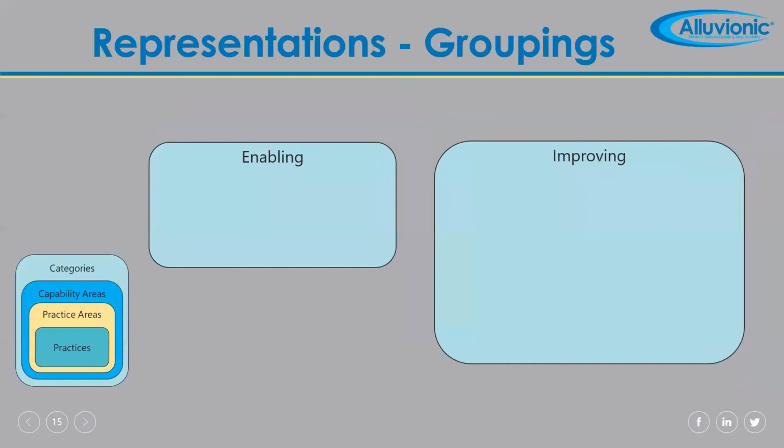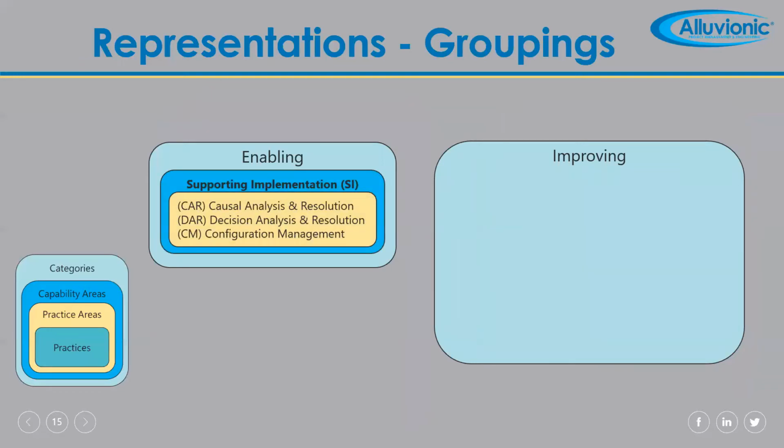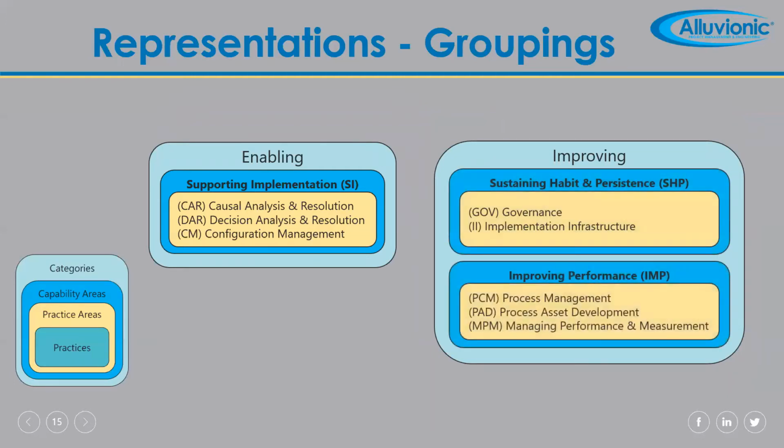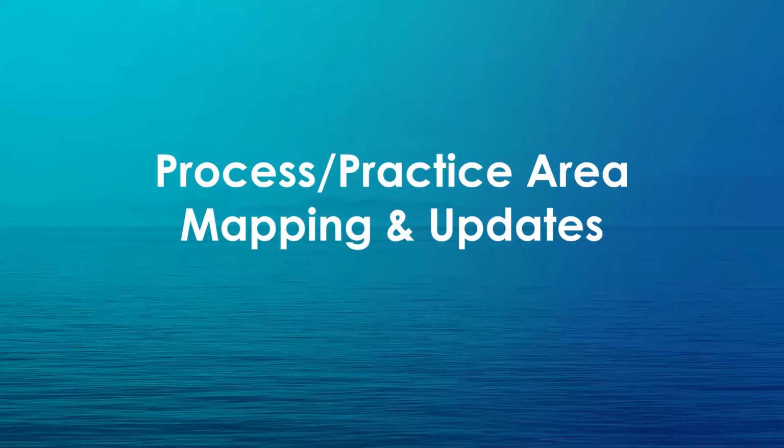The other 2 categories are enabling and improving. Enabling has 1 capability area with 3 practice areas, and improving has 2 capability areas, and you can see the practice areas within those capability areas. So hopefully that might have cleared things up for you. Now that you have the foundation for the new model, you know how it works and how it's structured, we'll now move into some of the specific differences within the practice areas.